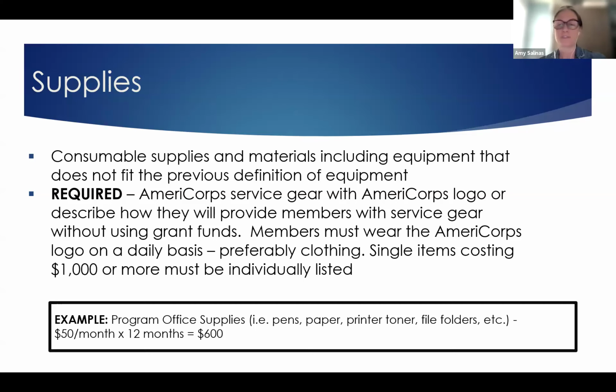You can go to nationalservicegear.org to look for gear, or gooddeed.org. A lot of programs use local vendors now. You might want to check out some folks at the National Service Conference that's coming up in Atlanta to see. I think a few of them are going to be showing some of their gear that you can look at as ideas. And single items that are costing $1,000 or more have to be individually listed. And it's important to know that AmeriCorps members must wear an AmeriCorps logo on a daily basis. So you want to think about that in terms of what you're going to include in your budget.